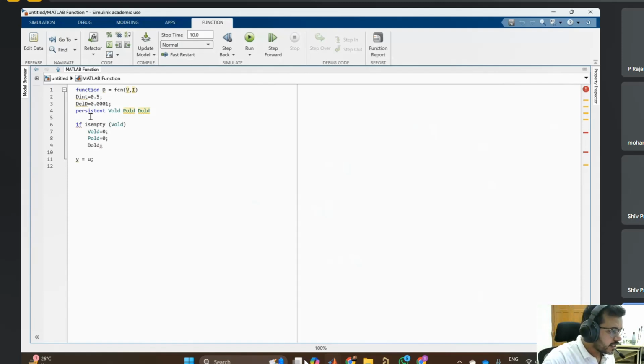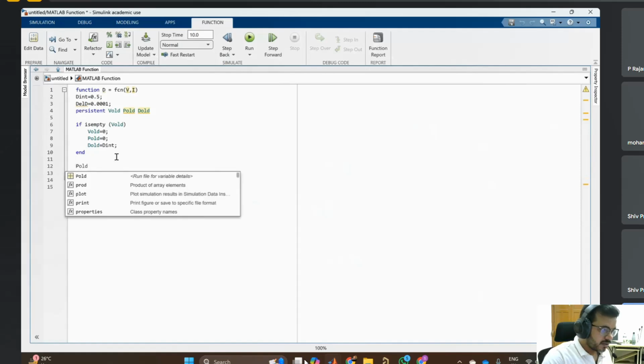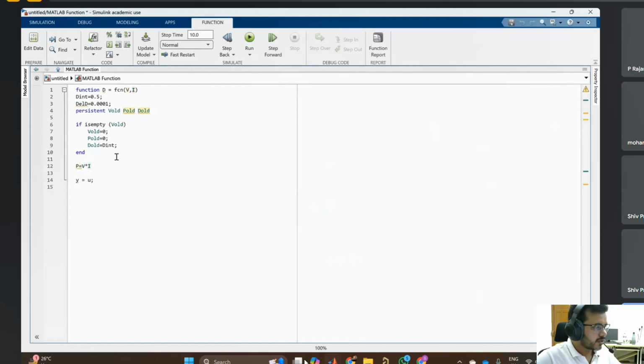D old as the D initial value. To off this one, if value, take simple int. That will be completed. Then first calculate the power to find delta P. Power is equal to V into I, which is coming from the solar.